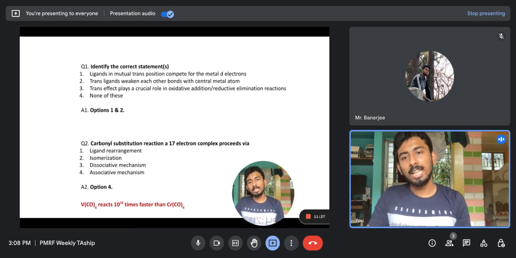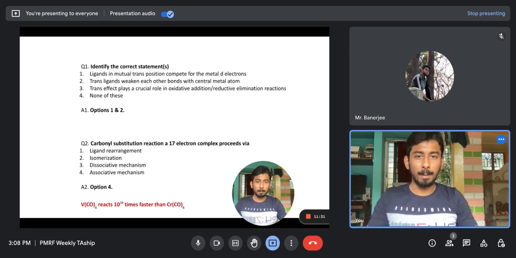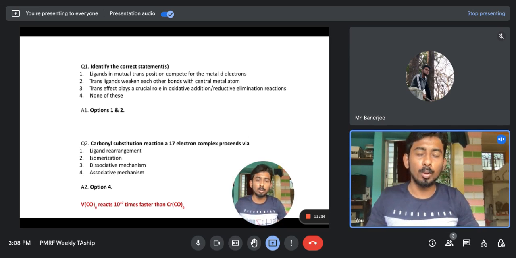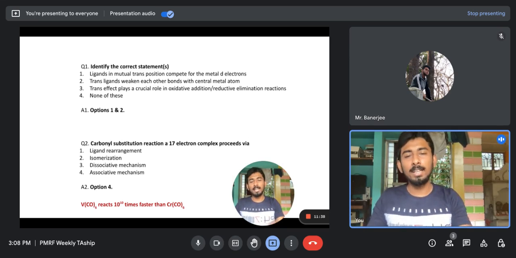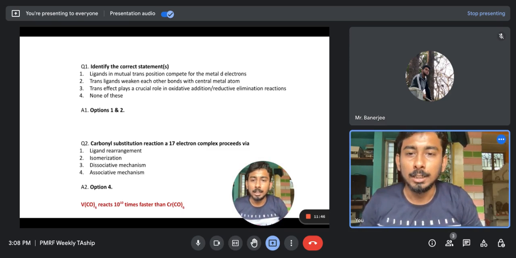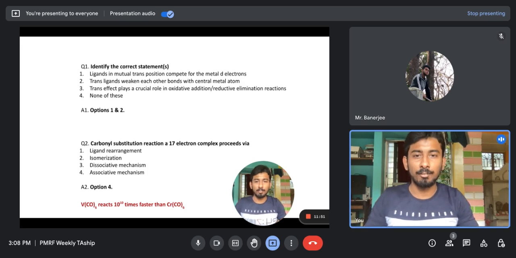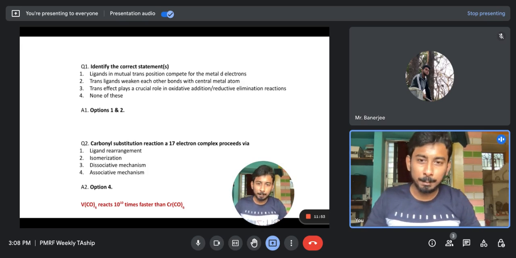Being sterically saturated, one of the CO molecules will be substituted by releasing one of the CO molecules again. So it will again be electronically saturated, because from 19 electrons it will go back to the 17 electron system, and previously it was sterically saturated, and now it also remains sterically saturated. By this associative mechanism, the carbonyl substitution reaction of the V(CO)6 molecule takes place.